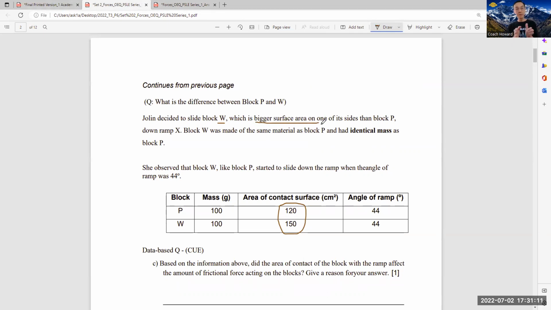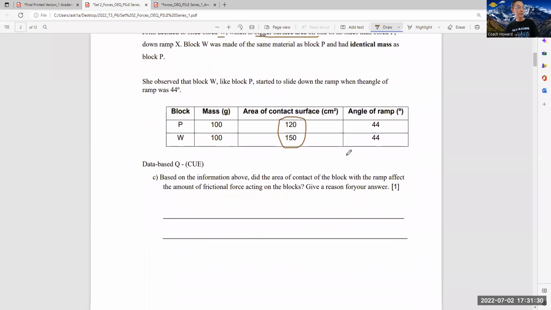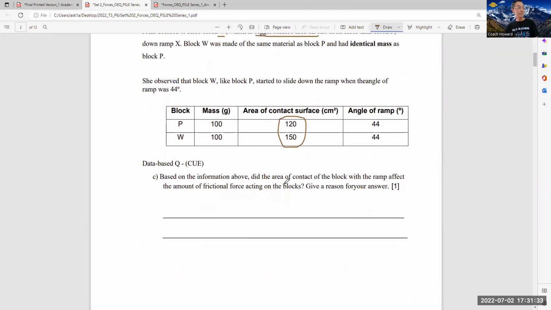Because you know some blocks are rectangular. If you put it this way, there is more surface area. If you put it this way, it has less surface area. So they say block W has a bigger surface area on one of its sides than block P. So I want to investigate if the surface area has any effect. Based on the information above, did the area of contact of the block and the ramp affect the amount of frictional force acting on the block?